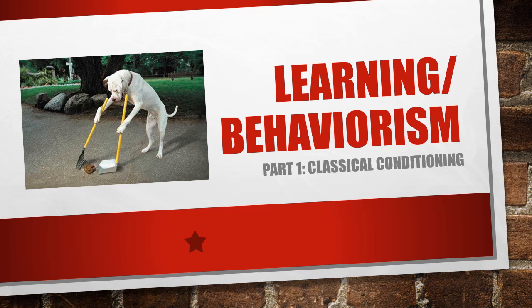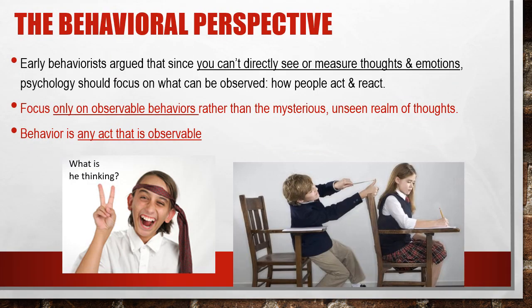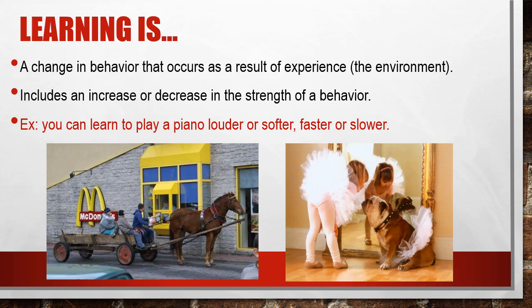Today, we're beginning learning, also known as behaviorism, Part 1, Classical Conditioning. So, the behavioral perspective is about what we can actually see. Early behaviorists said, I don't know what you're feeling, and I don't know what you're thinking, because none of that can be observed. It's kind of mysterious, it's unseen. But what we can see is your behavior. So we can observe behaviors, anything that we can actually see.